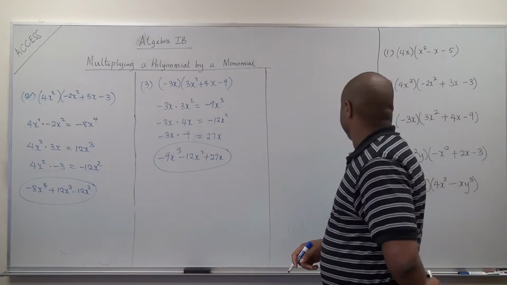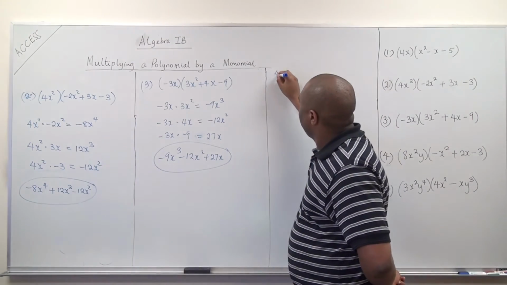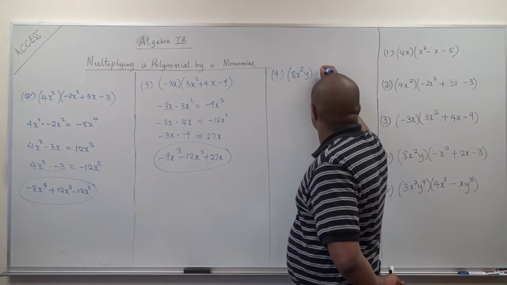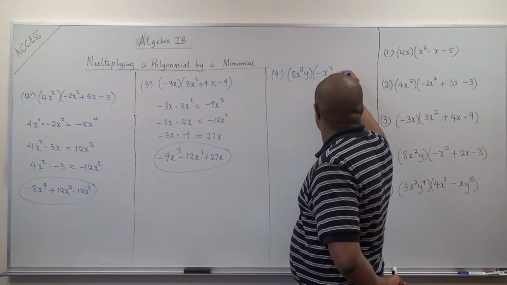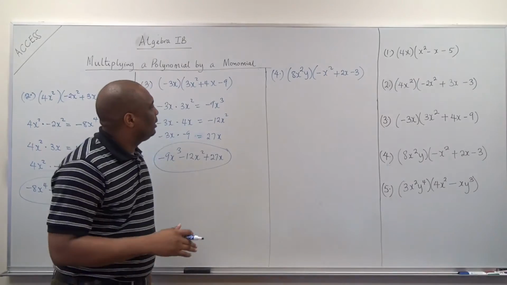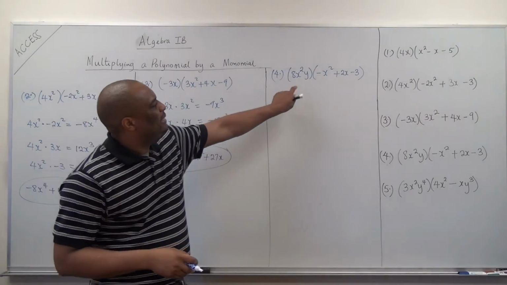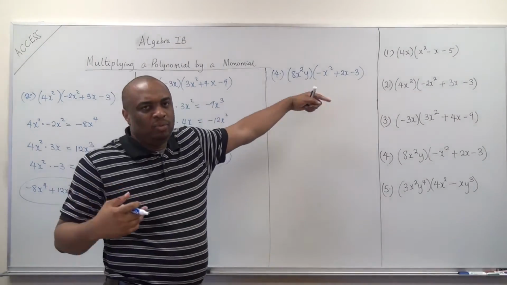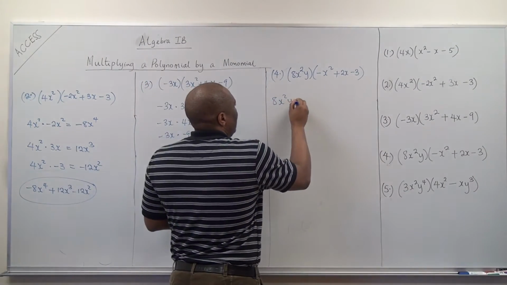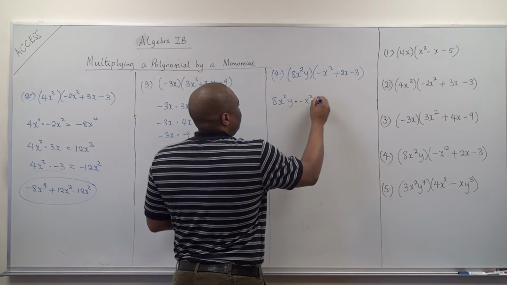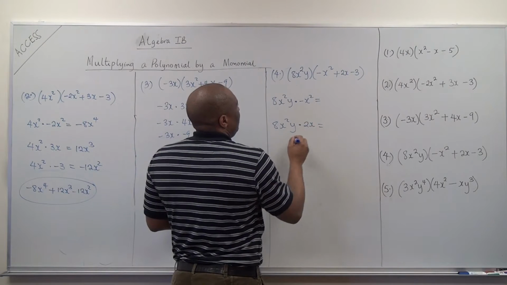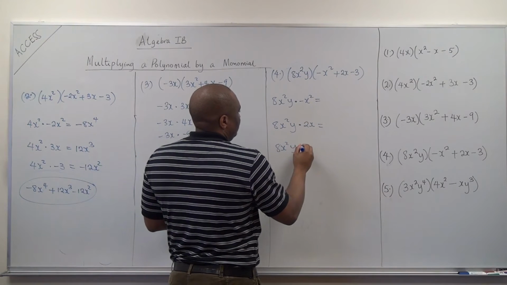That's number 3. Number 4, 8x squared y times negative x squared plus 2x minus 3. And I'm going to explain number 4. It's still the same thing, don't be scared they added y. So let's do it. 8x squared y times negative x squared. 8x squared y times 2x. 8x squared y times negative 3.